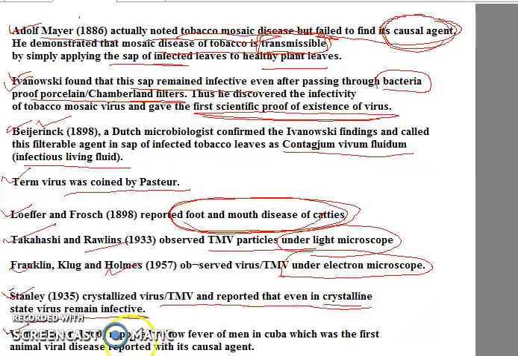Later, Walter Reed reported yellow fever of man. The yellow fever of man was reported by Walter Reed, which was the first human viral disease reported with its causal agent. Yellow fever is regarded as the first human viral disease.